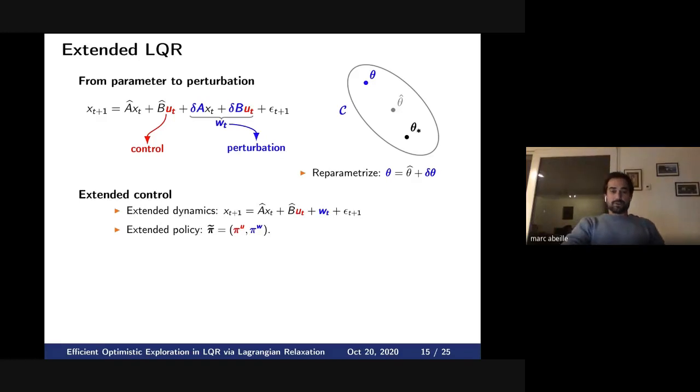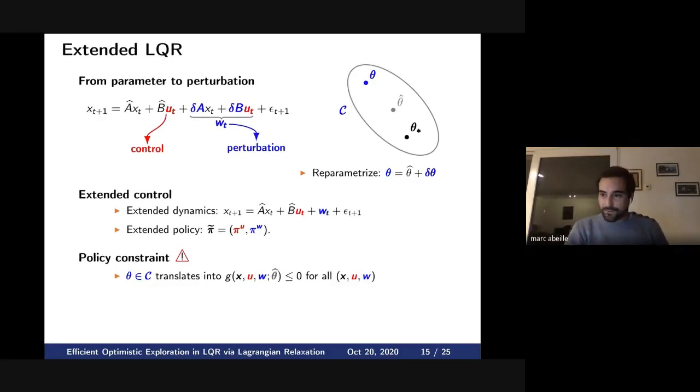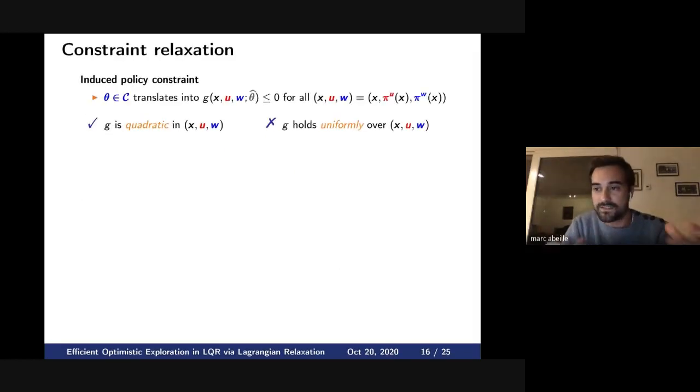Okay, but by doing so, we inherit a structural constraint from the confidence set that we encode through a function small g on the triple state, control and perturbation. And this is where the first warning arises, because we have to be sure that this constraint is somehow compatible with the LQR structure. And recall that it's a singularity, so we really need to preserve this LQR structure. So when we dig a bit more into this constraint, we see that it has to hold for all the triples state, control and perturbation that we traverse on the trajectory.